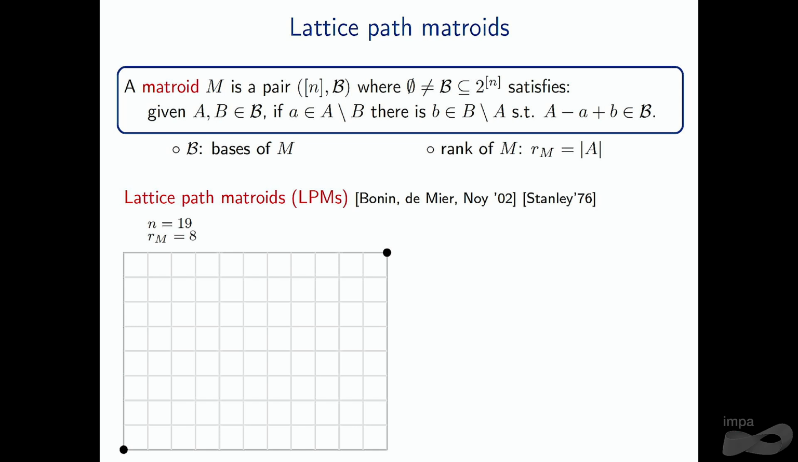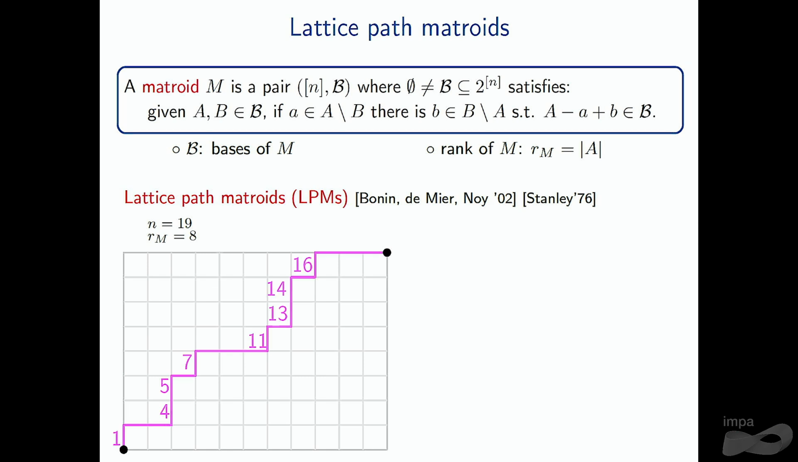I'm going to fix my ground set to be the set 1 up to 19. So that's my n. And I'm going to build a lattice path matroid of rank 8. How am I going to do that? I fix my ground set, and the rank 8 tells me to just draw a grid with 8 north steps, and then go from the origin up to this corner. This corner has coordinates (11, 8). What I'll do to build my lattice path matroid is fix 2 lattice paths from the origin to the corner (11, 8), and with those 2 paths, I will build my whole matroid.